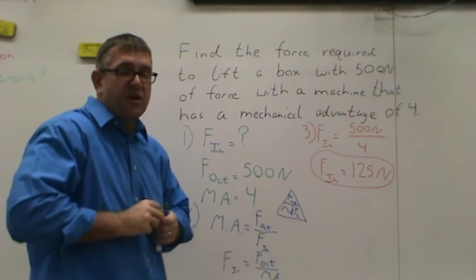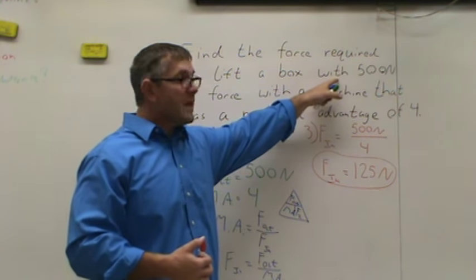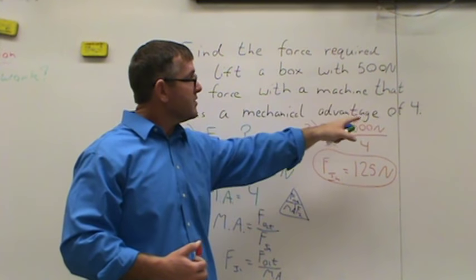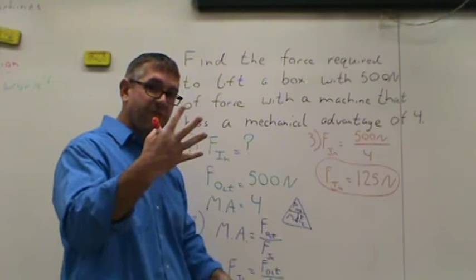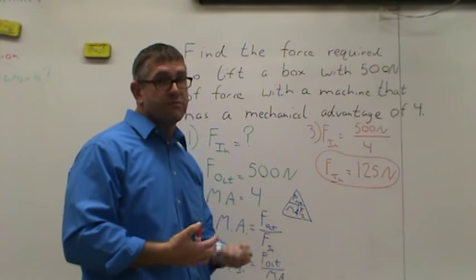And sometimes you just have to look at that as a conceptual kind of model. We've got to lift 500. The machine multiplies our force by 4 times. So what times 4 gives us 500? 125.